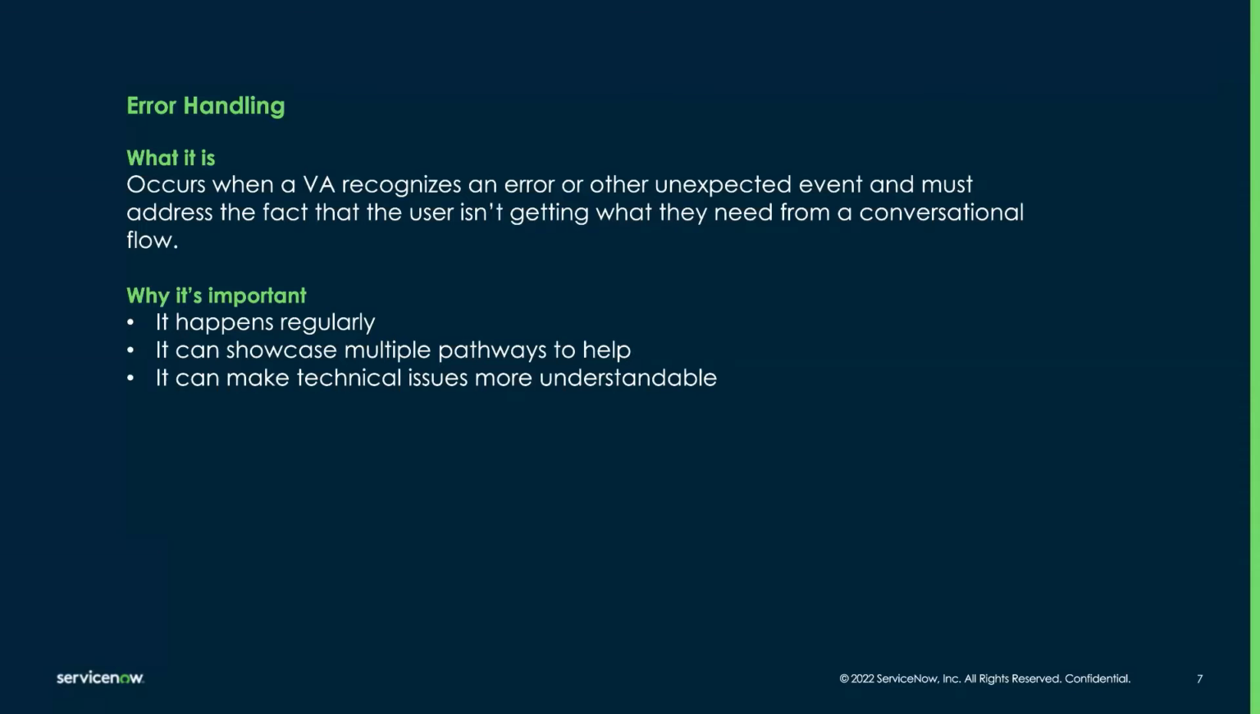System errors are when the virtual agent can't complete a task due to either a problem with the system or some other technical constraint. It could be that the user wants to do something within a framework that the system can't handle, or it could be that the server's down or something like that.